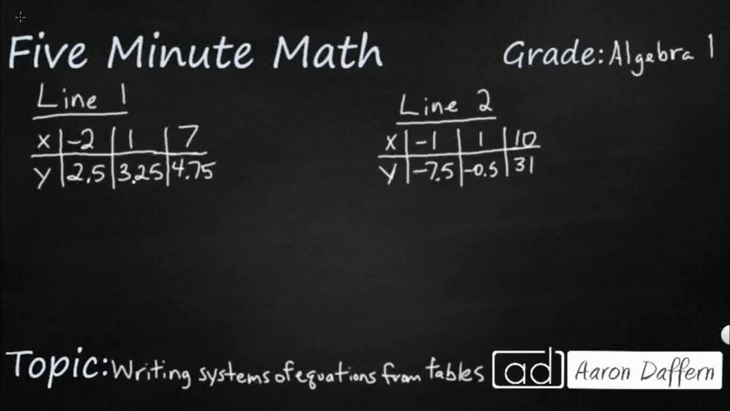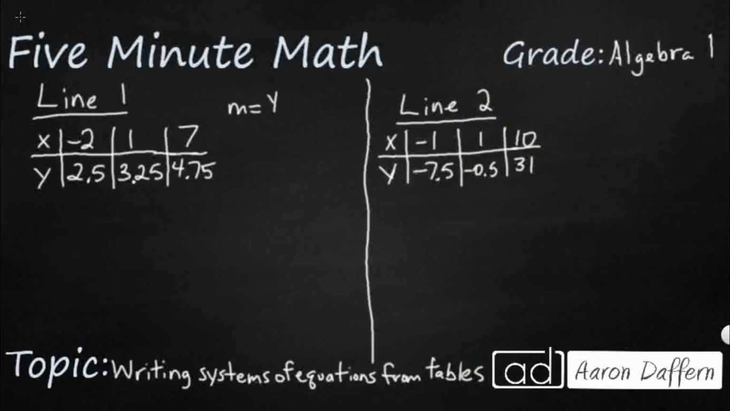Today we are looking at the Algebra 1 concept of writing systems of equations, specifically how we can do it if given two tables of values, and we'll do it in 5 minutes or less. So we've got two different lines represented here, and if we were to graph them, they would intersect at one point, and we could take that point, plug it into each equation in standard or slope-intercept form, and it would be a true statement. We don't have any equations though, so let's start with line 1.